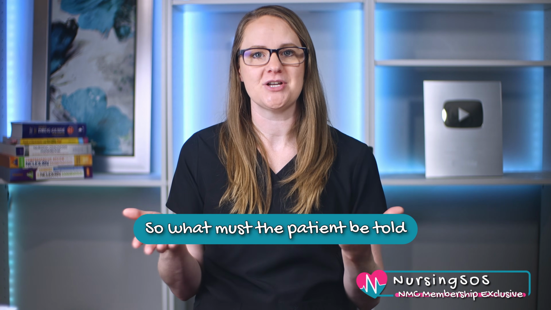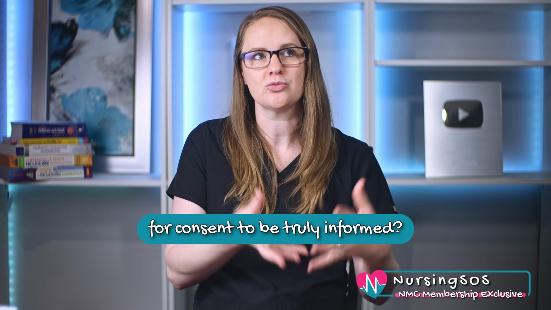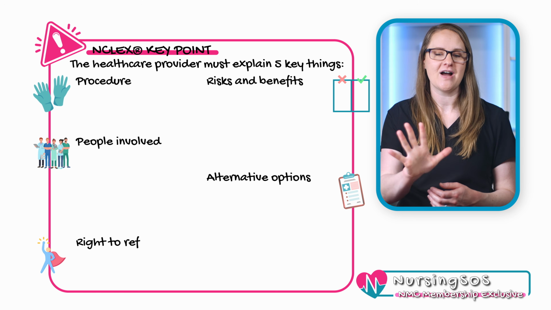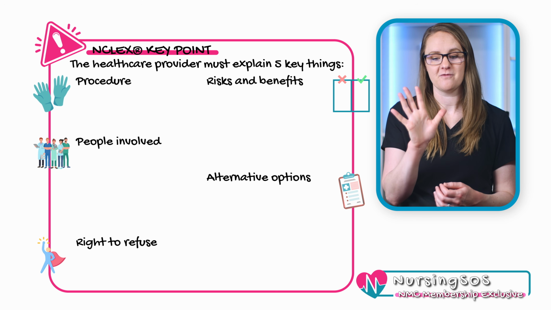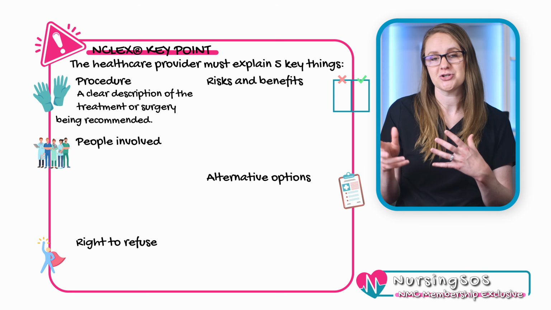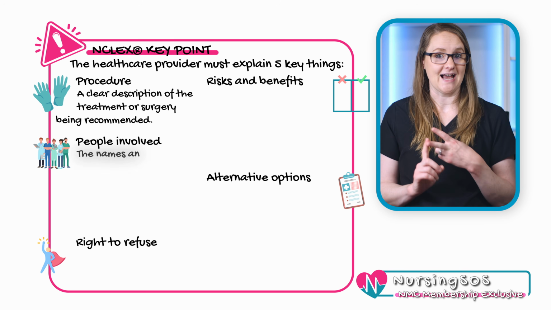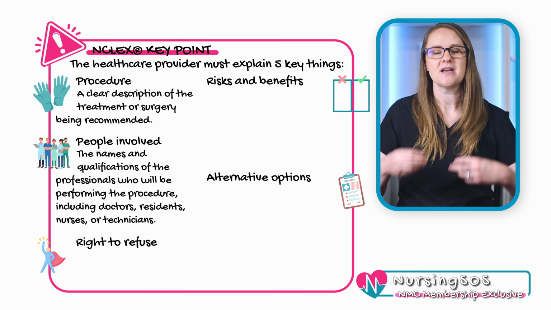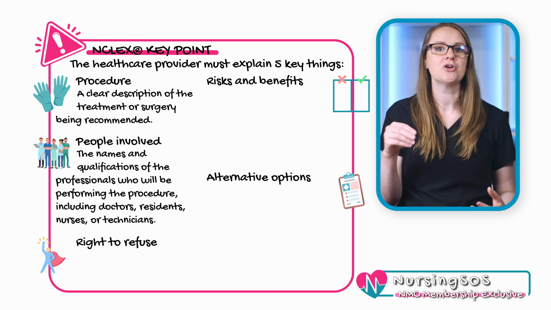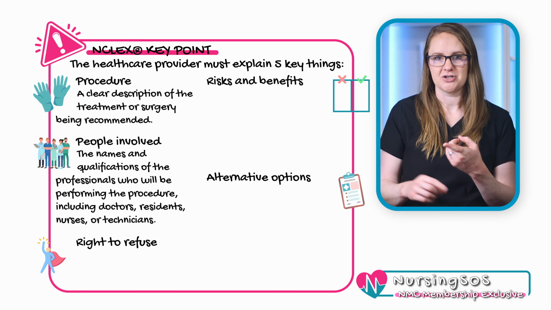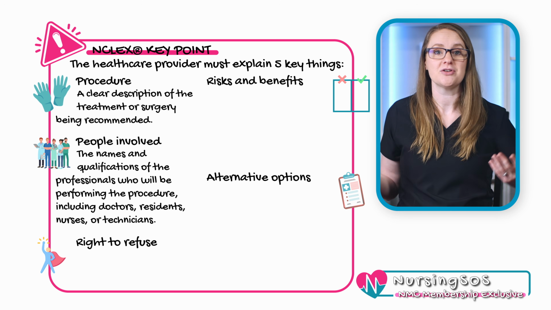So what must the patient be told for consent to be truly informed? Here's another big NCLEX point for you. The healthcare provider must explain 5 key things to the patient. First, the procedure. They need a clear description of the treatment or the surgery being recommended. Second, the people involved. They're going to go over the names and the qualifications of the professionals who will be performing that procedure. This includes doctors, residents, nurses, or other technicians.